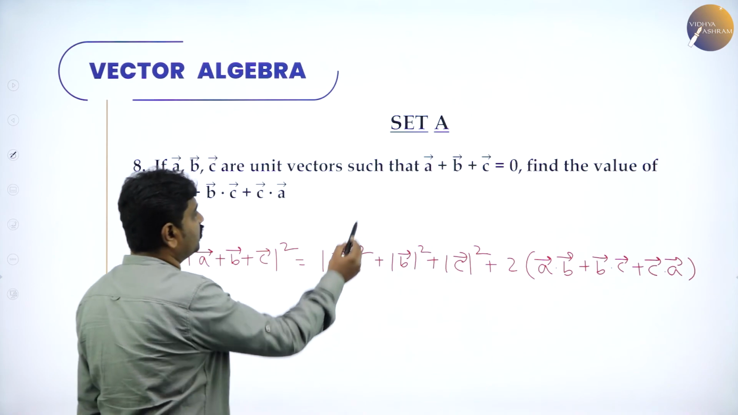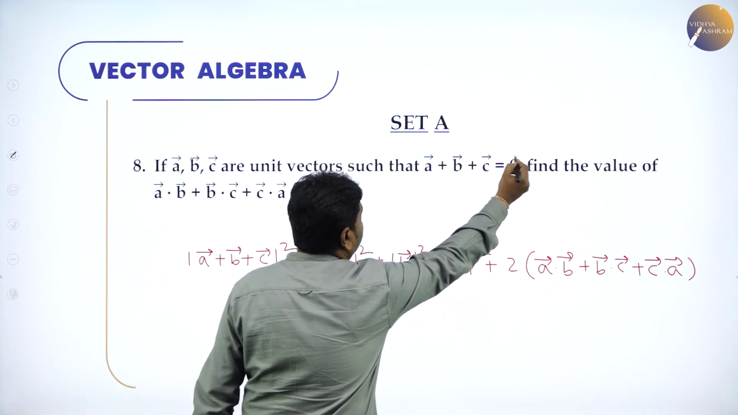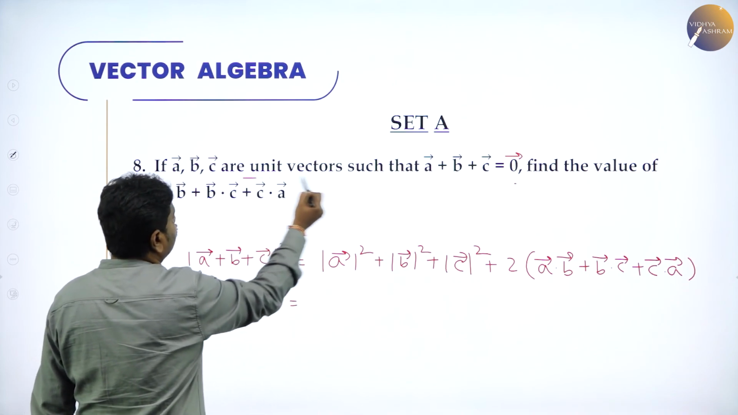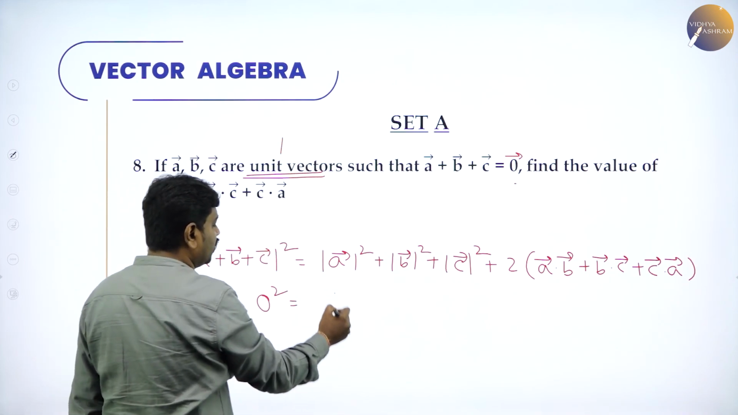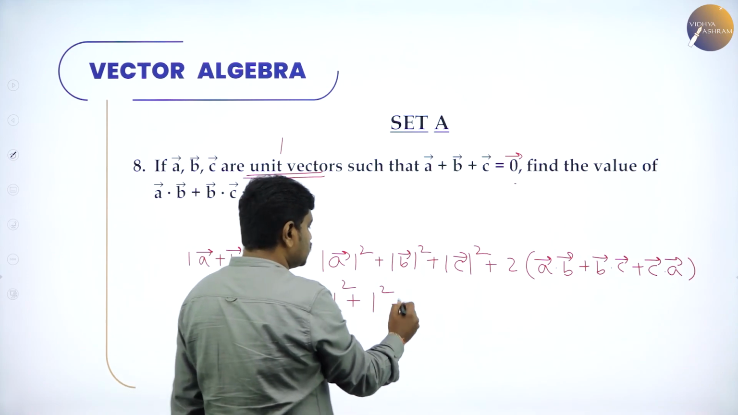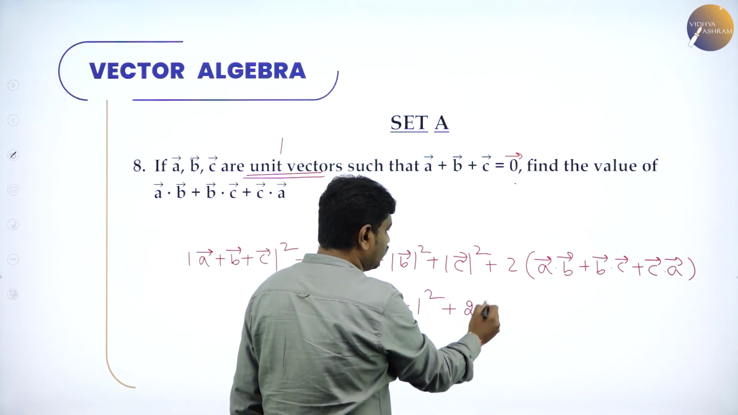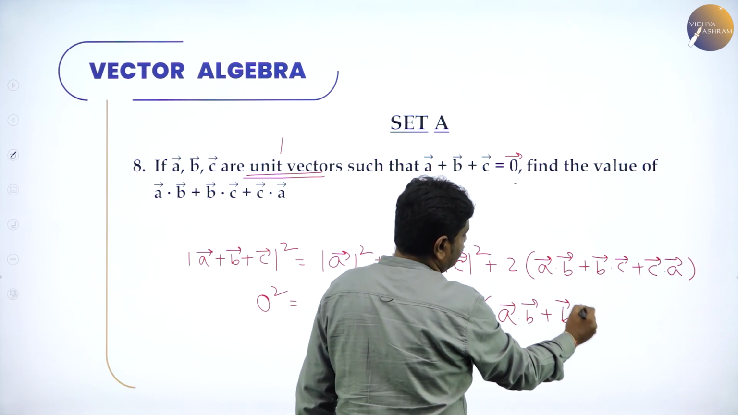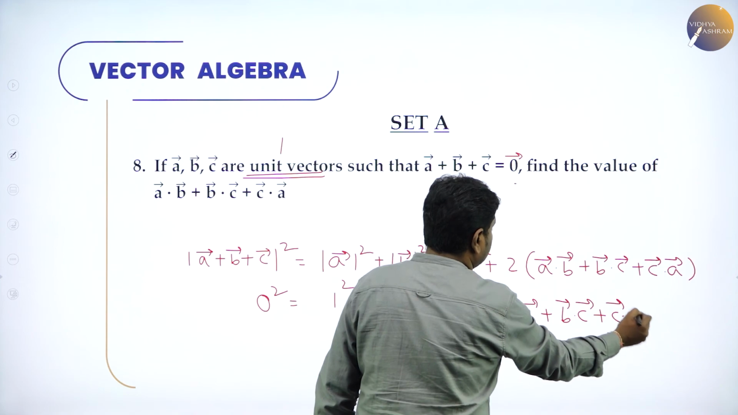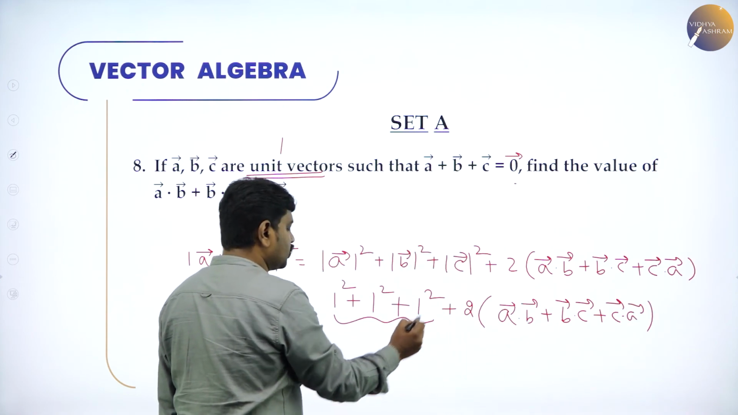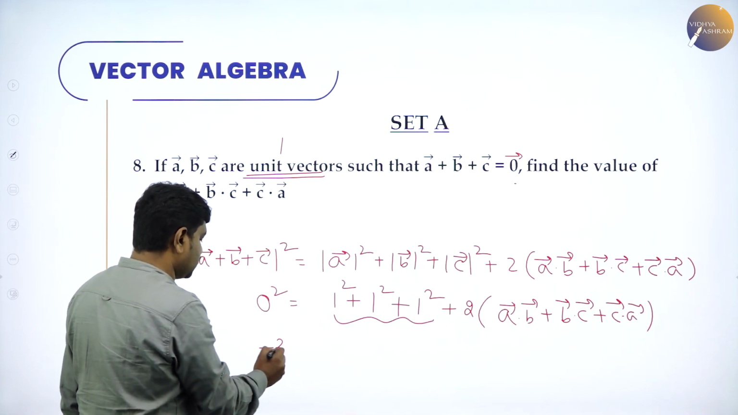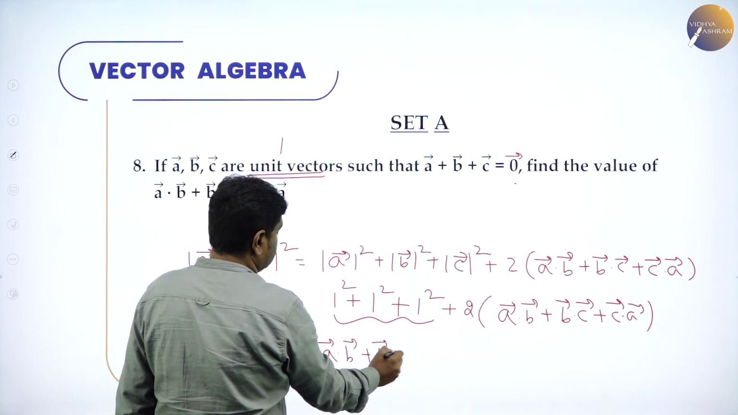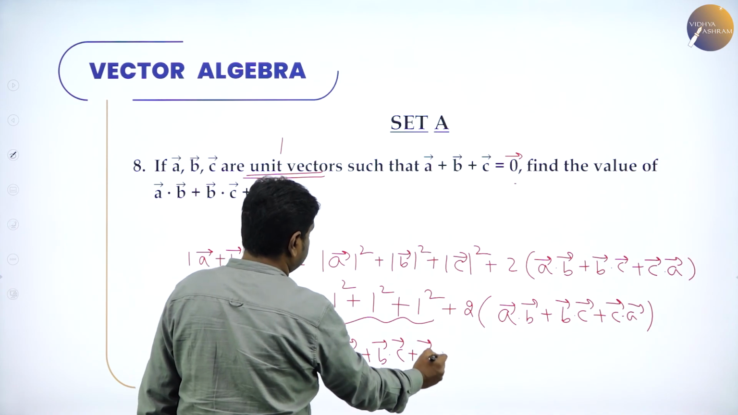They told a plus b plus c is 0 vector. 0 vector means magnitude is 0, so it becomes 0 square. a, b, c are unit vectors, which means magnitude is 1. 1 square plus 1 square plus 1 square plus 2 times what we need, a.b, b.c, c.a. Now rearrange this. You know how to simplify. 1 plus 1 plus 1 is 3. 3 comes to this side and becomes minus 3 by 2, which is a.b plus b.c plus c.a. This is also one of the standard 2-mark questions.